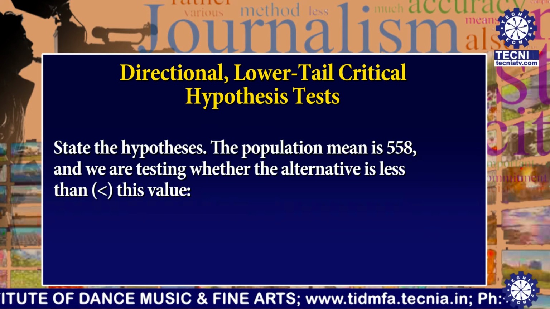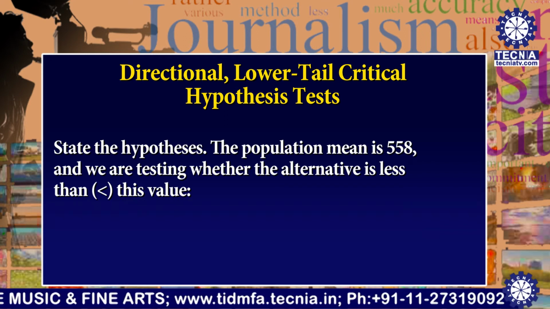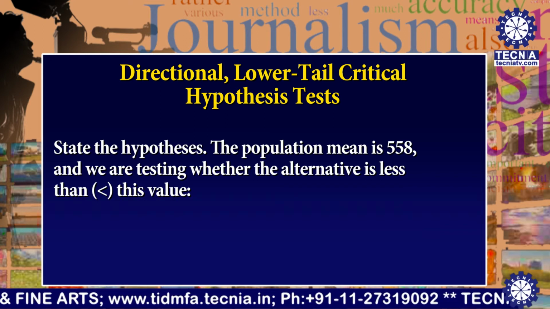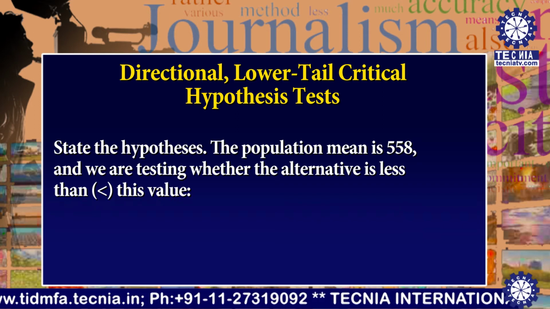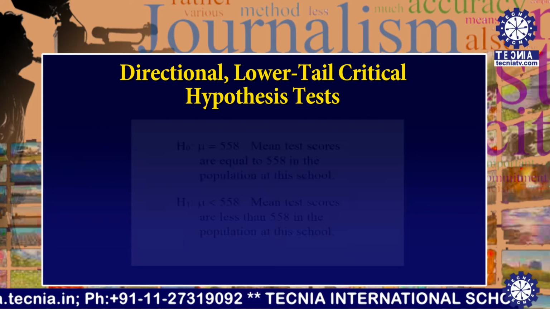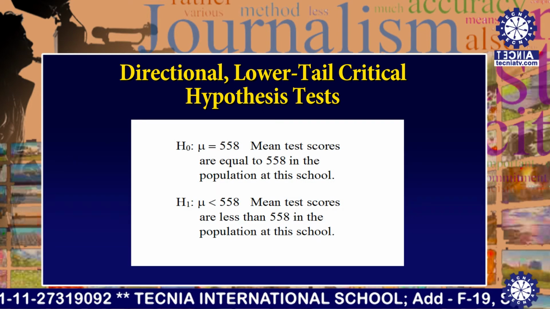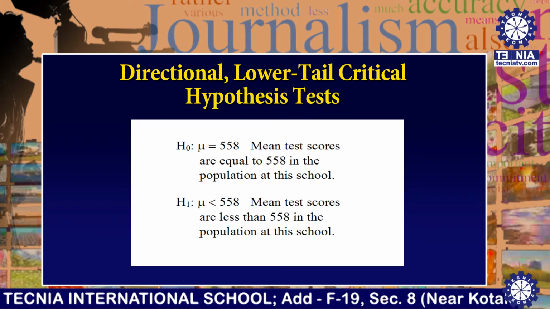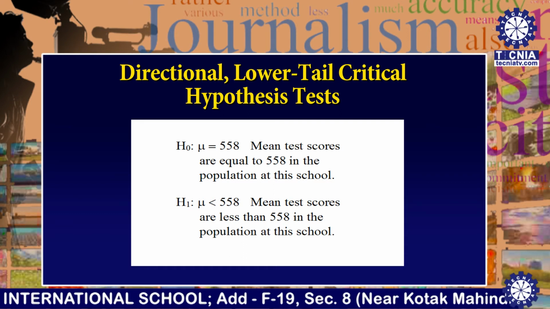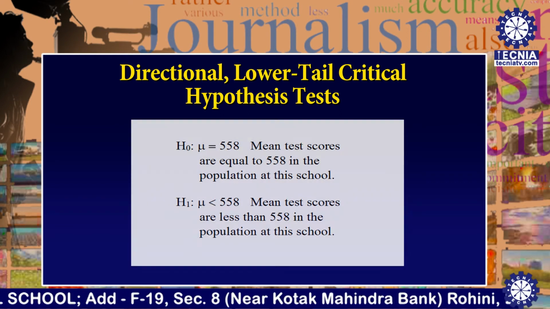Now I am explaining step 1. Step 1 is concerned with stating the hypothesis. The population mean is 558 and we are testing whether the alternative is less than this value. The null hypothesis here is that mean test scores are equal to 558 in the population at this school. The alternative hypothesis is that mean test scores are less than 558 in the population at this school.